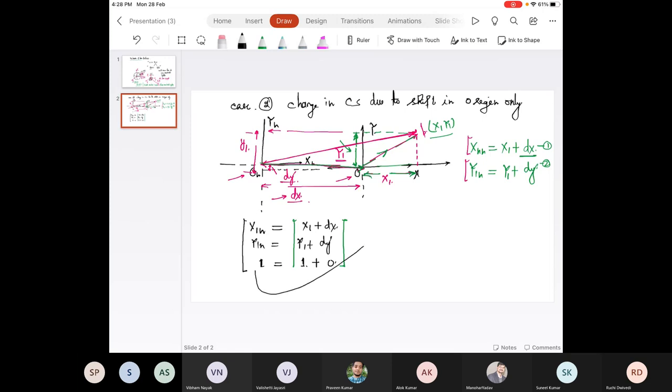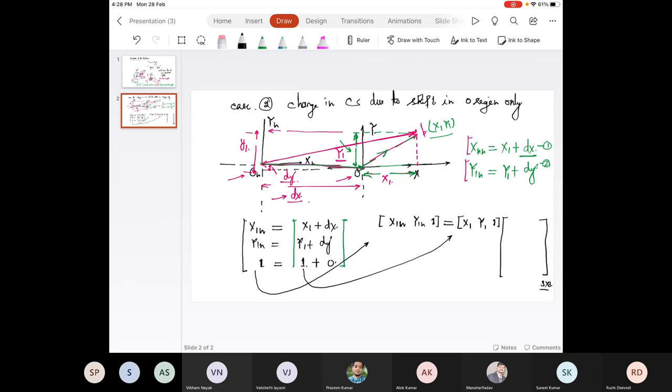Now see. Convert it into the row vector. So it's x1n, y1n and 1. Now again it's a row vector, is equal to x1, y1 and 1. Now we have a 3x3 matrix.